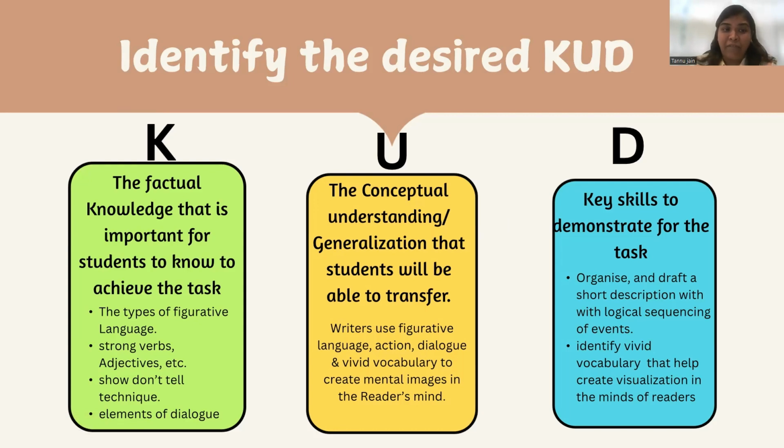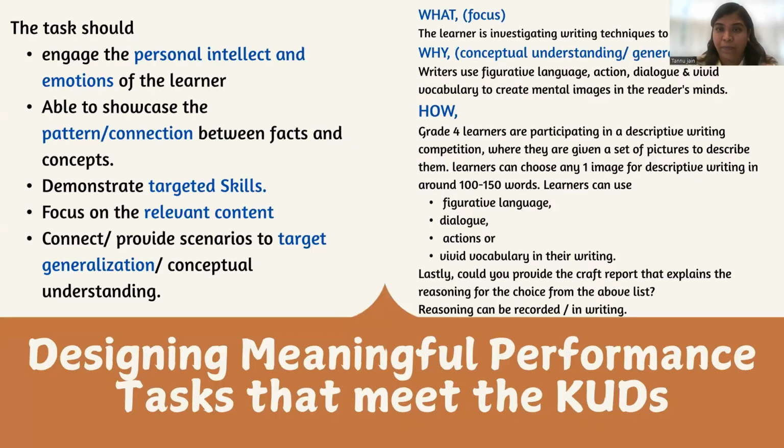For that, the critical content will be the types of figurative language, strong verbs, and show-don't-tell techniques. What they'll be able to do is organize and draft a short description with a logical sequence of the events and identify vivid vocabulary that helps visualization. So to understand my generalization or conceptual understanding, this is the critical knowledge I'm going to use. Those are the facts, and these are the skills I'm going to target that they'll be able to do. So this is my structured, desired outcome. On this, I'll make my assessment.